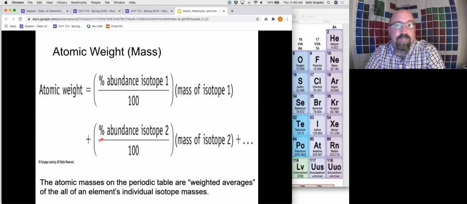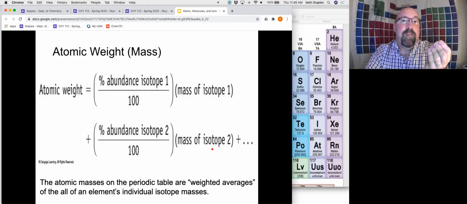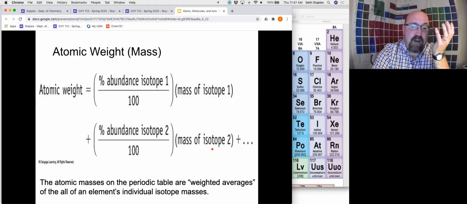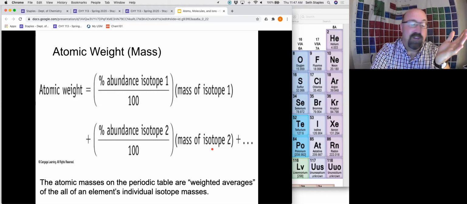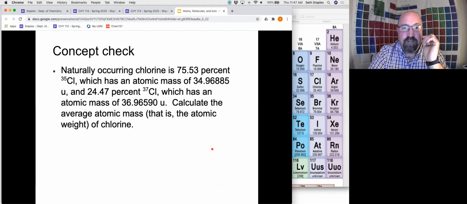And so in the case of chlorine, we would take the percent abundance of chlorine 35, divide that by 100. We would multiply it by the mass of chlorine 35. And then we would take the percent abundance of chlorine 37, divide that by 100, and multiply it by the mass of chlorine 37. And then we add them up. And in cases where you have more than 2 stable isotopes, you just do this for all the stable isotopes that you have, and you add them all up. So let's look at an example.